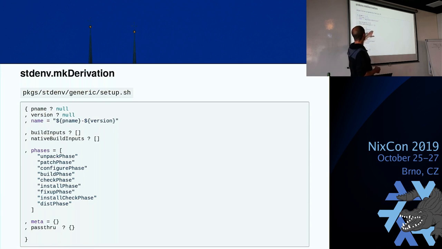So the first thing is, remember Graham talked about the name. We can actually specify a pname and a version. And the name is going to be composed from the pname and the version, so that's a small detail. Then we have buildInputs, which are dependencies that we need for the build. And then there's another attribute called nativeBuildInputs, which is also dependencies that we need for the build, but that are only used for building the packages and are not going to be used afterwards.